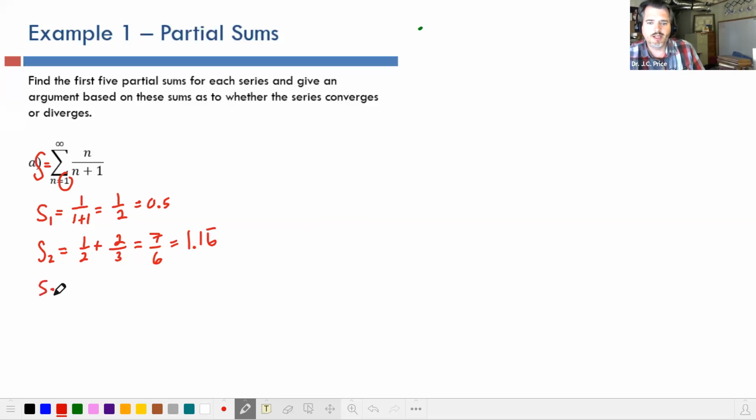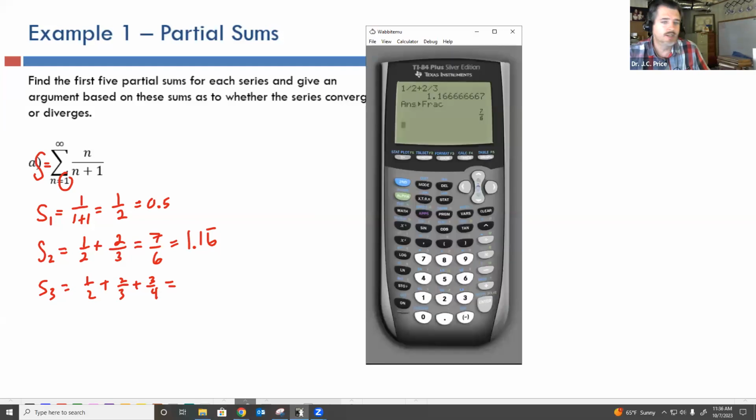Then S sub 3, well, it's S sub 2, so it's 1/2 plus 2/3, and then plus the next one. You plug in 3 now, and you get 3/4. You can see a pattern starting to emerge here. My 4 looks pretty bad, so let me fix it. That's going to be equal to, and again you can use your calculator, just add 3/4 to the last thing we had. You can math frac it, right? Because here you get 23/12.